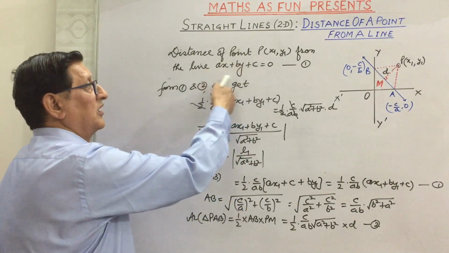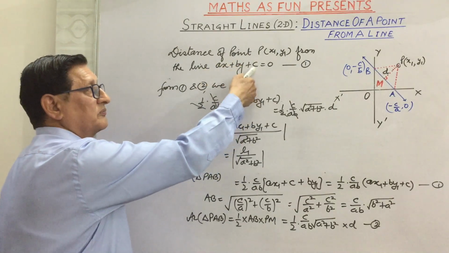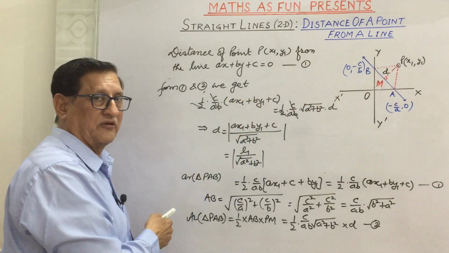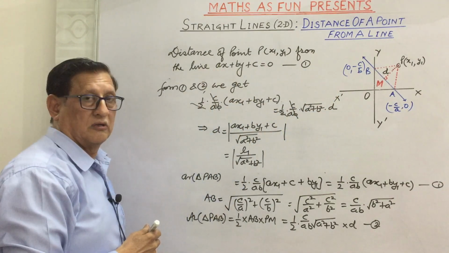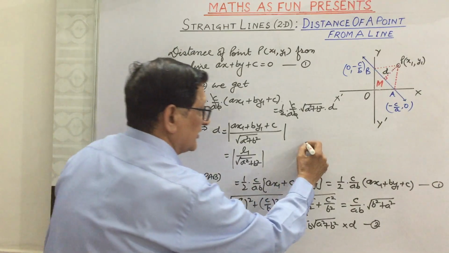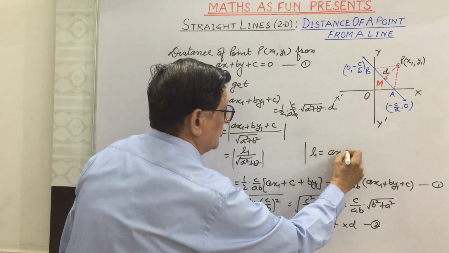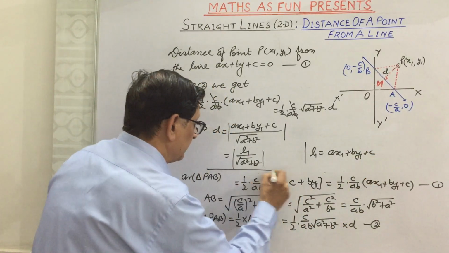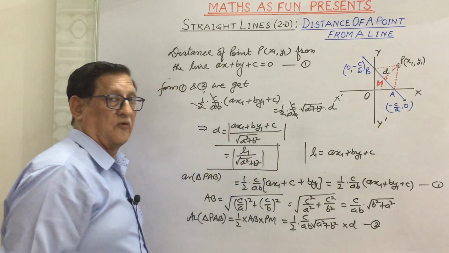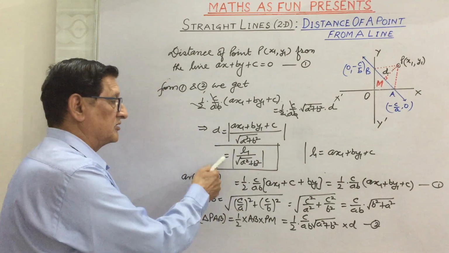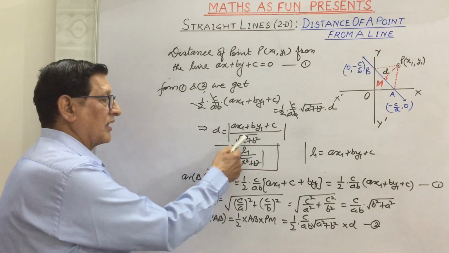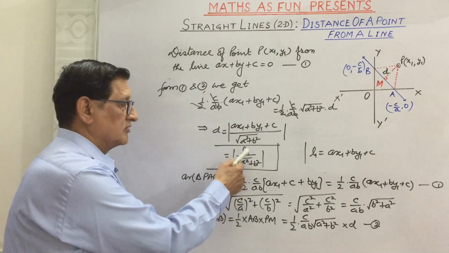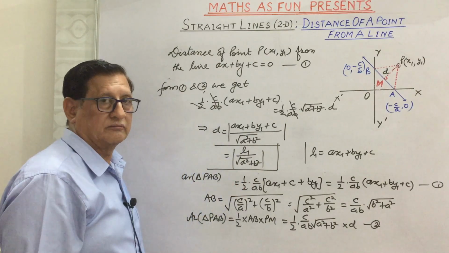We know this part, the left hand side of the line, is written as L. If we substitute the coordinates x1, y1 in the left hand side, then we say L1 is equal to Ax1 plus By1 plus C. So it's easy to remember the distance formula of a point from a line: it is modulus of L1 upon root of square of coefficient of x plus square of coefficient of y.